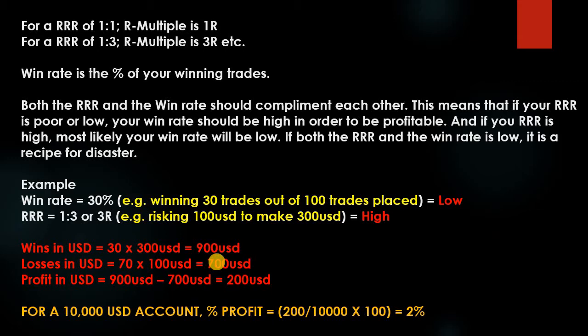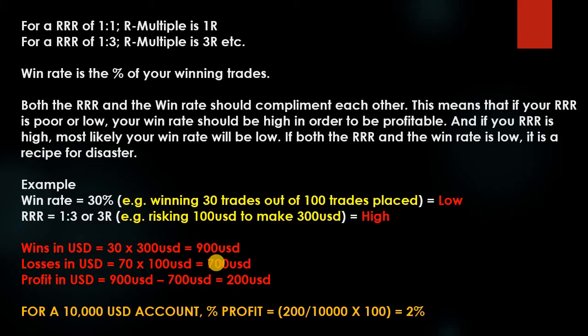Now, what is the concept of ROI multiple? Very simple. For a risk to reward ratio of 1:1, the ROI multiple is 1R. For a risk to reward ratio of 1:3, the ROI multiple is 3R. For a risk to reward ratio of 1:2, the ROI multiple is 2R, and so on and so forth.